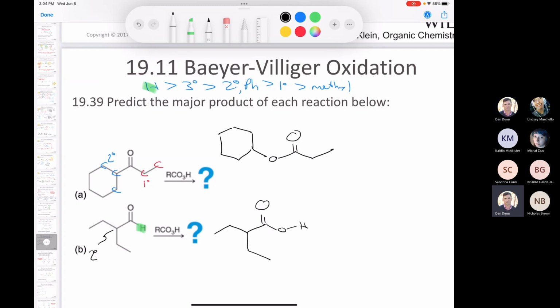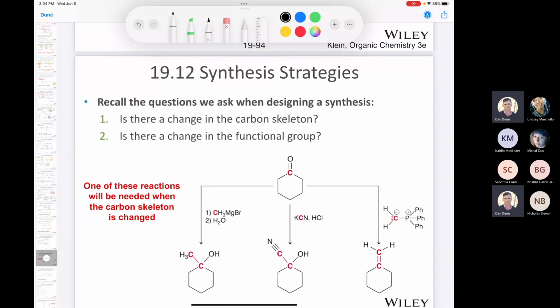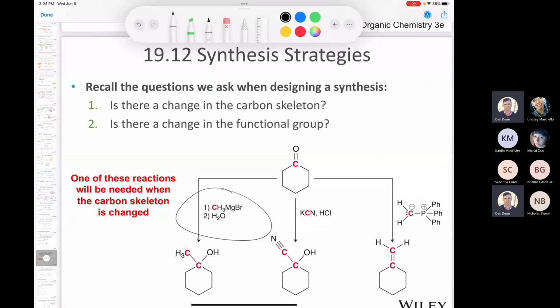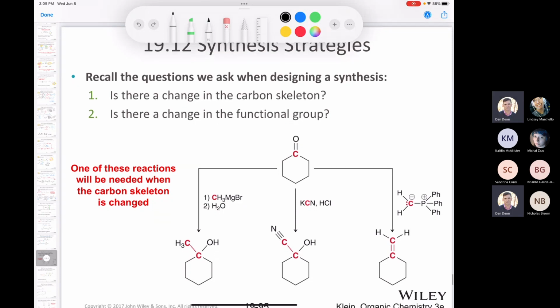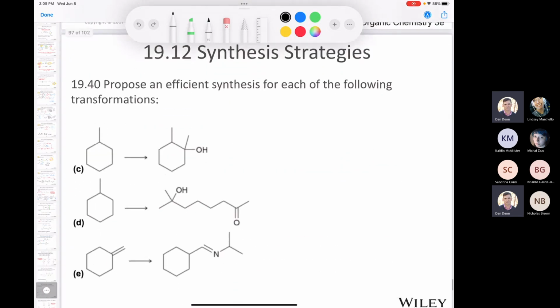That's the Baeyer-Villiger reaction. Now you've learned all the reactions of chapter 19, so let's take a look at some synthesis strategies. We've learned 2 new ways and 1 old way, the Grignard. We've discussed 3 ways to make new carbon-carbon bonds, starting with an aldehyde or a ketone. We can use a Grignard, or a cyanohydrin, or a Wittig reaction. And so if we want to add carbons, we might want to consider these three. You should be able to make a list of products that can be made from aldehydes and ketones. So make sure you're fully aware of all of the different reactions that we used.